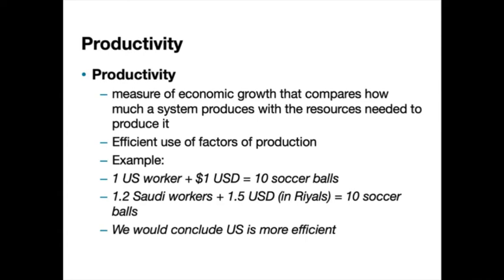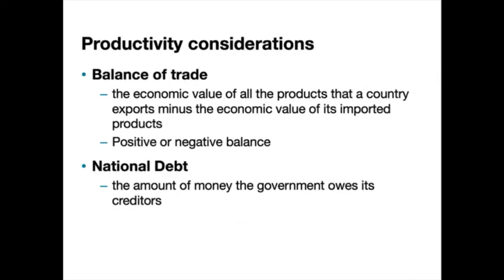Overall productivity is an attempt to measure and aggregate efficiency to find out the relative efficiencies of entire economic systems in production. And there are some things that get in the way of productivity considerations, one of which is the balance of trade, and the other is national debt. So let's take a look at these things one at a time.